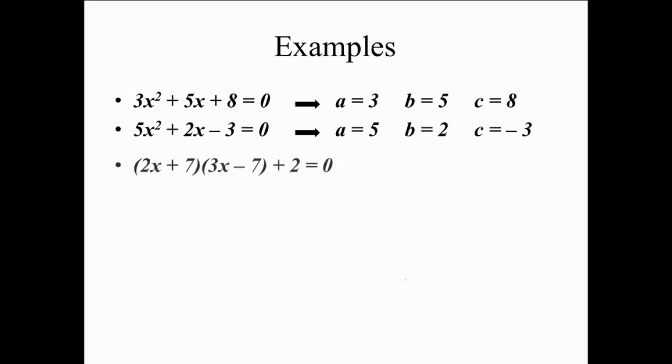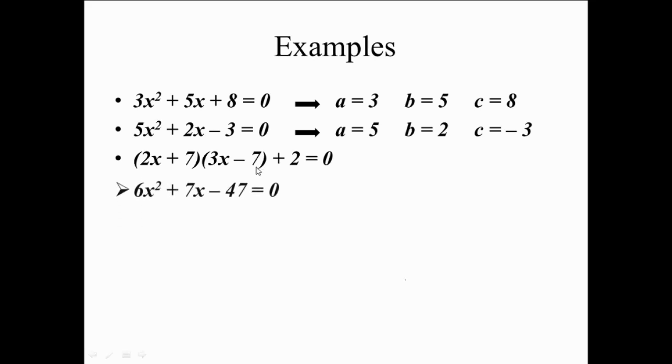Let us have another example. Here you can see we have no term involving x square, but if you multiply the brackets 2x plus 7 into 3x minus 7 plus 2 and then simplify this all, we get 6x square plus 7x minus 47 is equal to 0. Here a is 6, the coefficient of x square, b is 7, the coefficient of x, and c is negative 47, the constant term free from x.